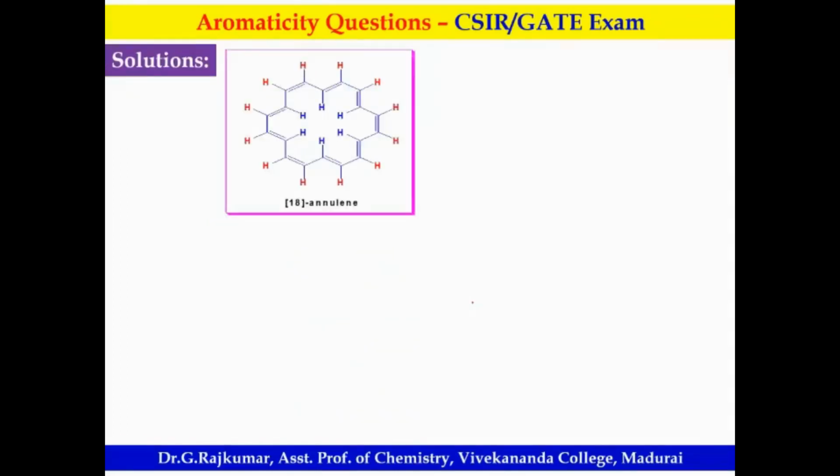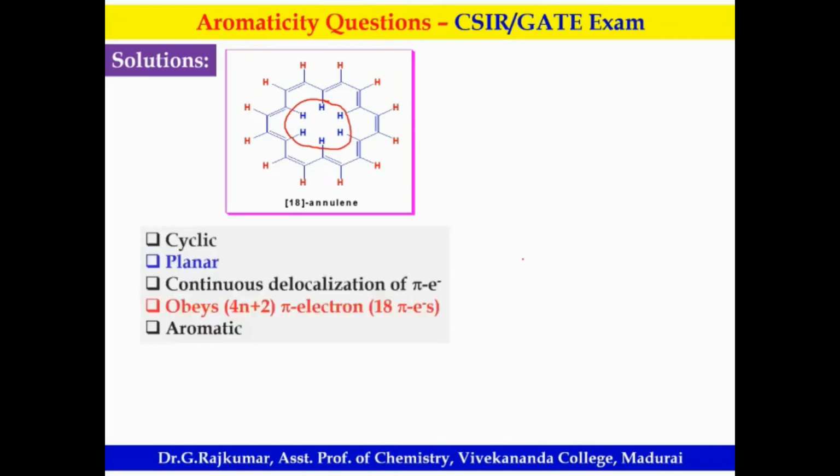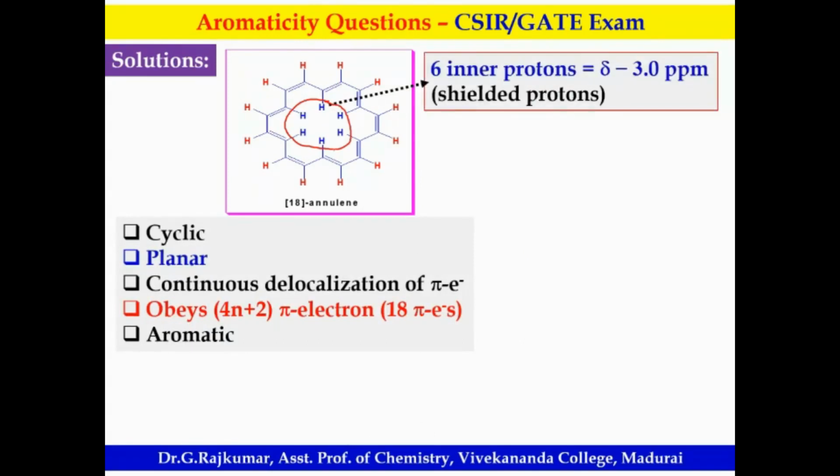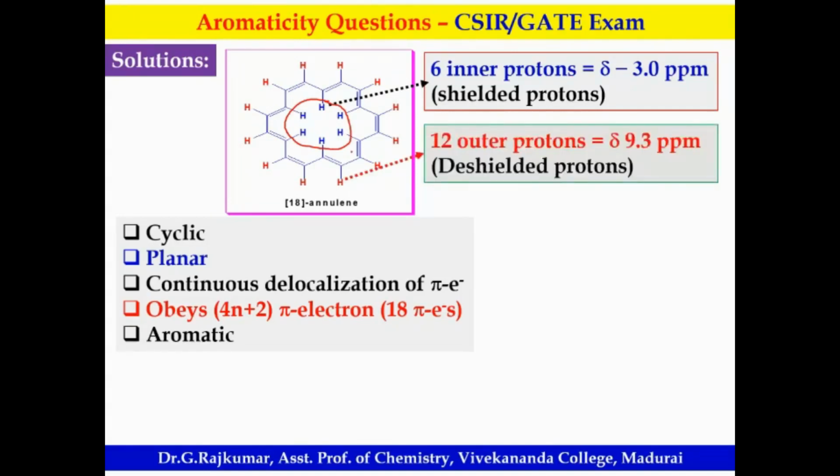Okay, I'll show the compound. Look at this. In which zone will these 6 protons be? Shielded zone. The outer protons here are deshielded protons. Look at this, the shielded protons have a delta value, chemical shift value, that is negative, -3 ppm. The outer protons are deshielded protons. Deshielded means downfield, and downfield means a higher delta value. Look at this, 9.3 ppm. Hence statements A and C are correct.